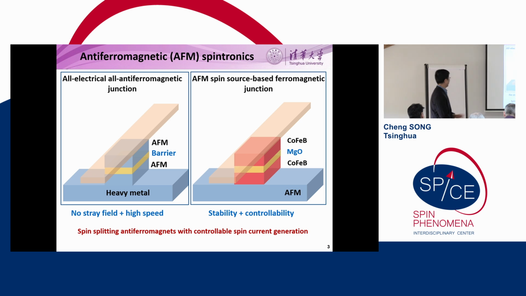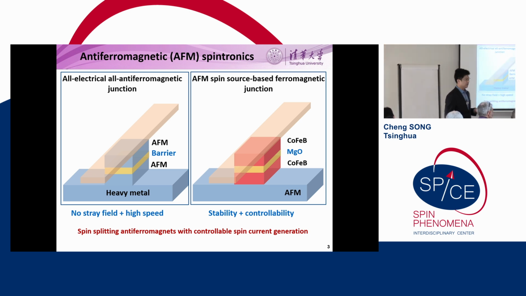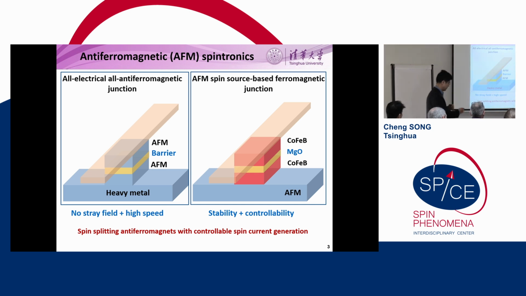For the application of antiferromagnetic spintronics, there are two typical devices. One is, for example, the all-electrical full antiferromagnetic junction. The other is where we use this antiferromagnetic spin source to stabilize the traditional ferromagnetic junction. Both of these configurations need spin-splitting antiferromagnets with controllable spin current generation.